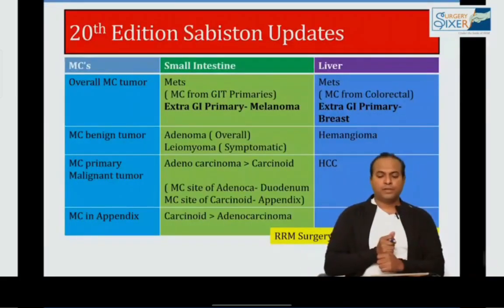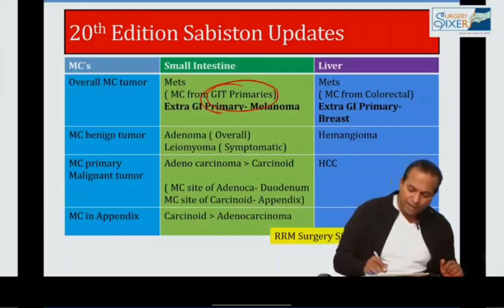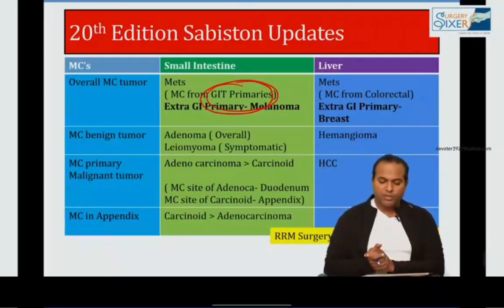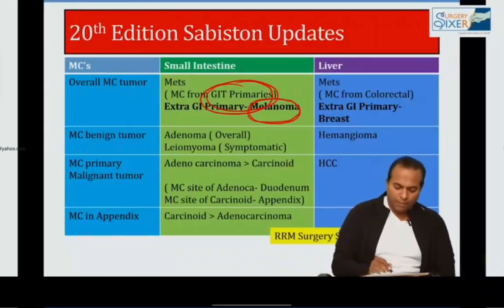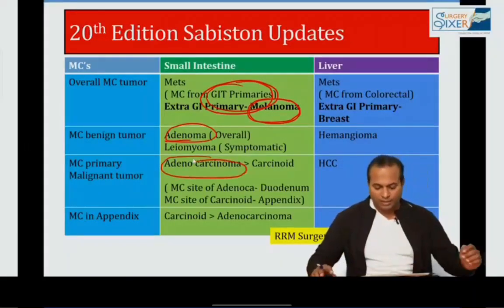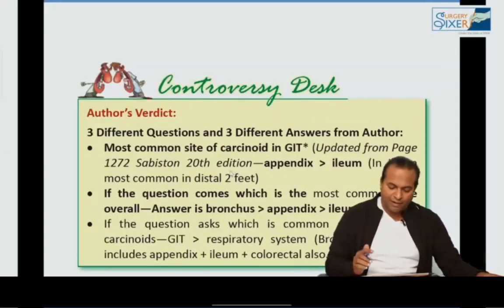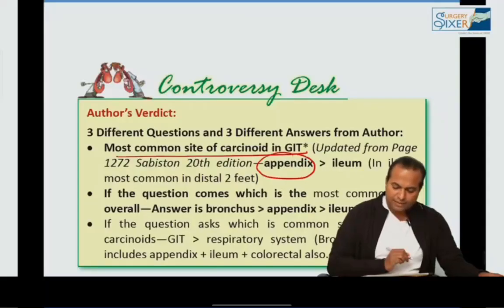Please don't forget. So overall, the most common tumor of small bowel is GIT primary producing mets. So this table is there in your book. So please follow this table. And most common extra GI primary is melanoma. Please don't forget this point also. So most common benign tumor is adenoma. Most common malignant tumor is adenocarcinoma in small bowel. So the controversies I have cleared very well. The most common site of carcinoid in GIT is appendix. Overall common site is bronchus.